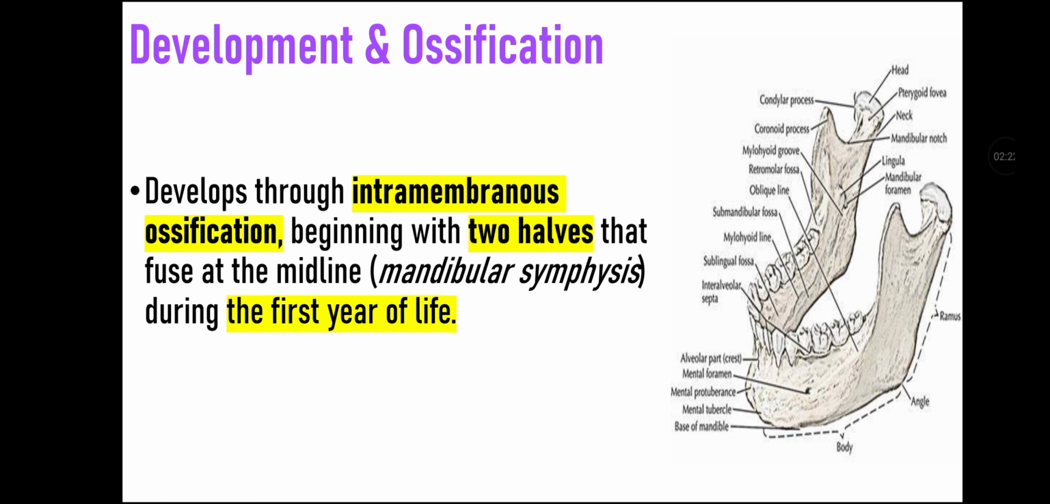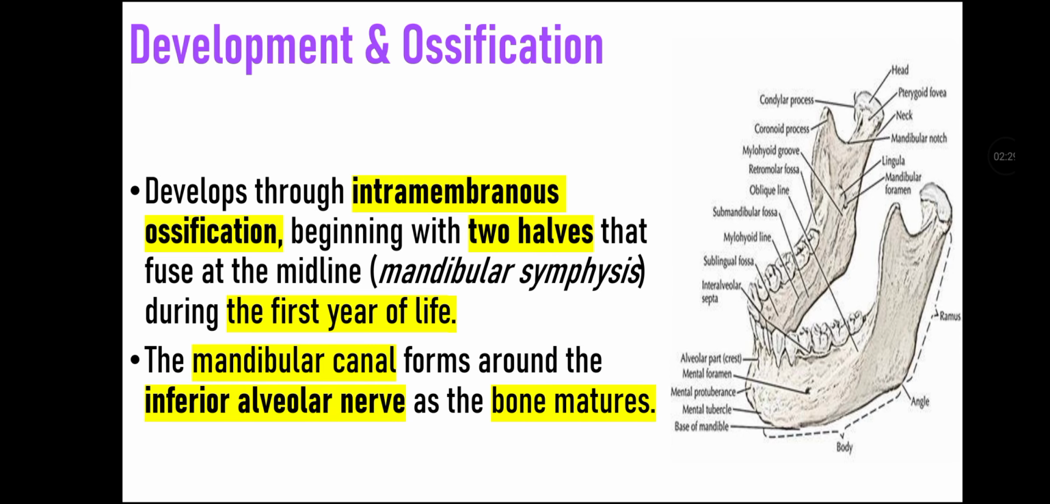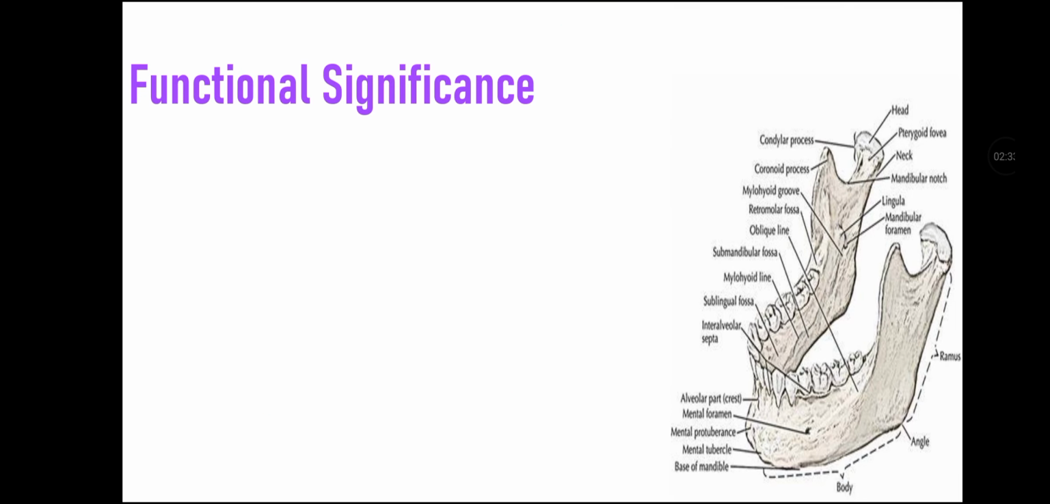Talking about development and ossification, it develops through intramembranous ossification, beginning with two halves that fuse at the midline during the first year of life. The mandibular canal forms around the inferior alveolar nerve as the bone matures.